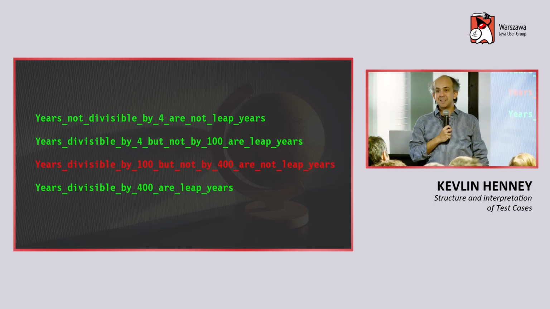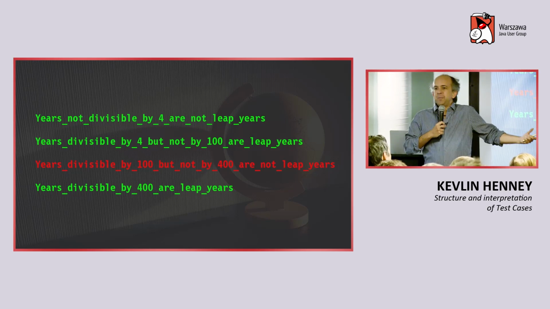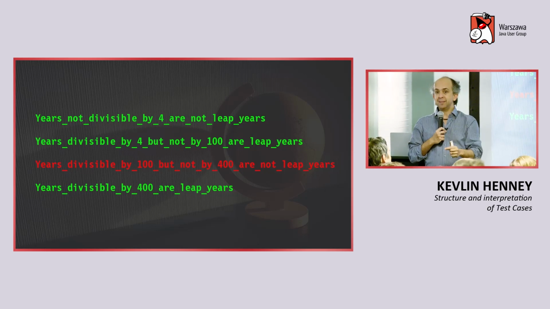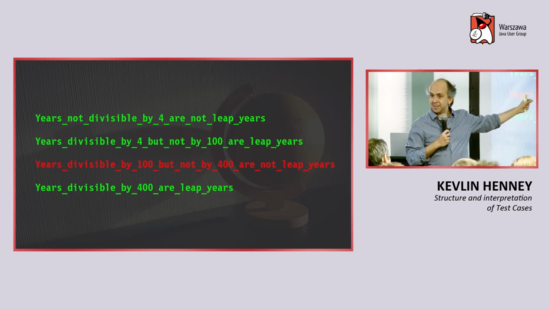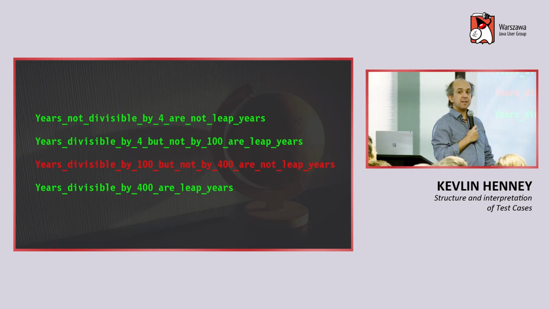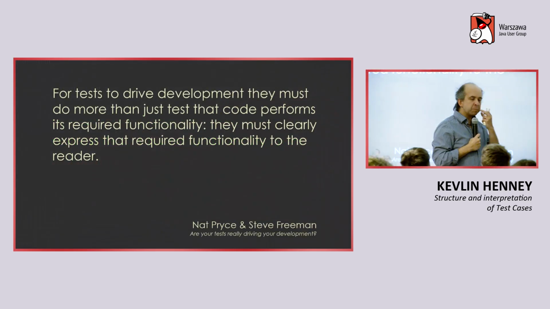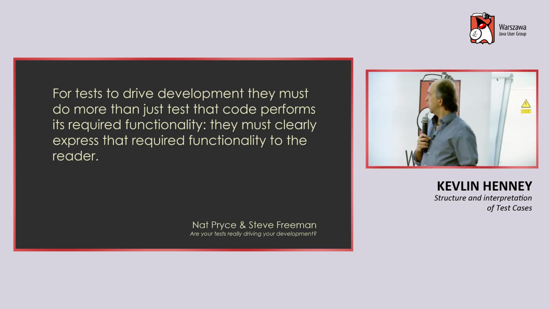If I call this test is leap year, that wouldn't help. Test is leap year divisible by 100, that also wouldn't help. This one tells me what is the property that is missing. It is the opposite of what is stated. So red is helpful. Red is just another way of saying not. So this is more specific. That's why I like the propositional style.